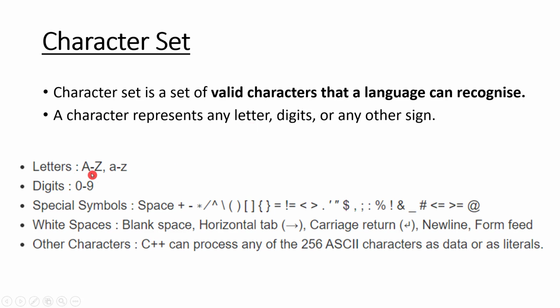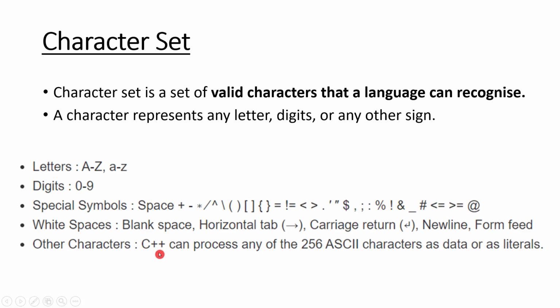It can be a letter like A to Z, capital or small letter, digits 0 to 9, or any other sign, and special symbols like space, plus, minus, curly bracket, close bracket. All these symbols can be recognized by C++. Then white space and blank space all have some meaning in C++, so you have to be very careful while giving a space between two letters or after a command.